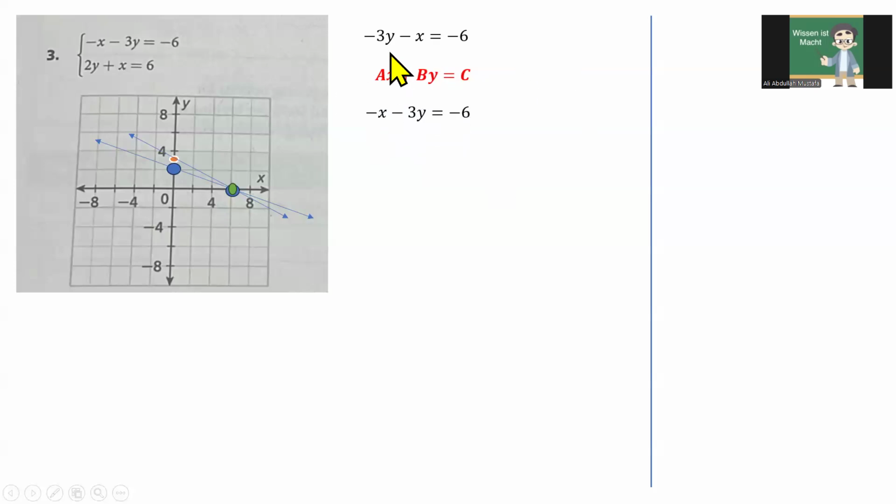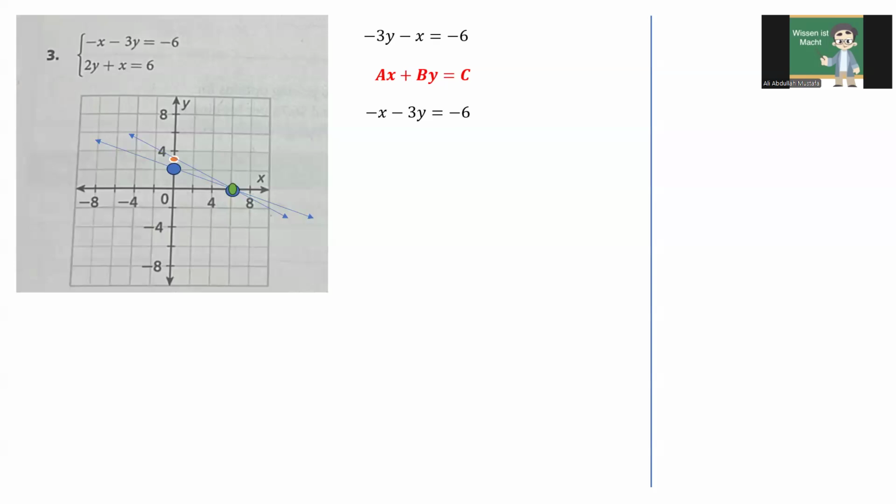When you move this one, you move it together with its sign. Don't forget the sign. The sign belongs to the x. So bring minus x minus 3y equals minus 6. So I match the standard equation with this equation. Okay, standard form. How do I find the points I need to draw the line from this equation?